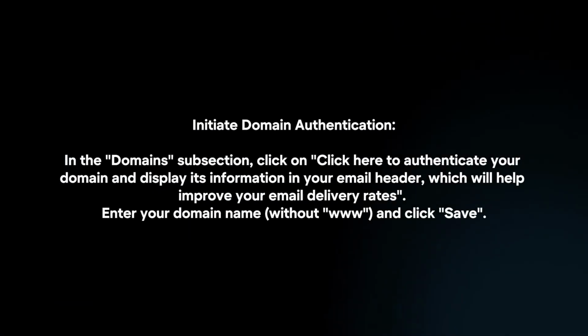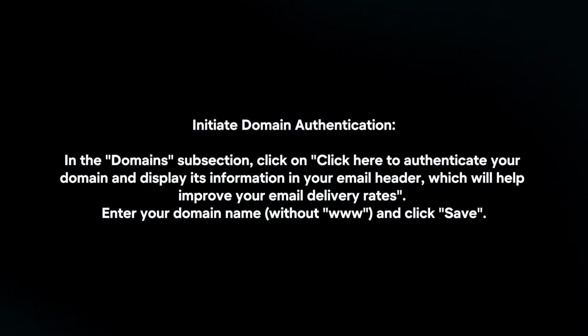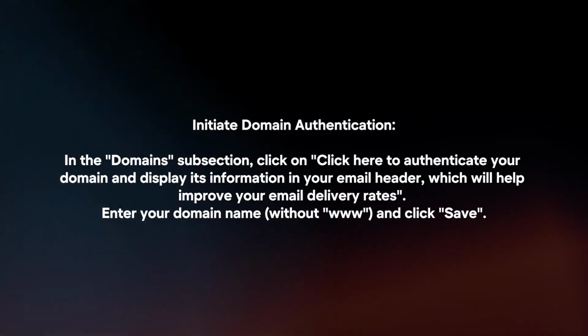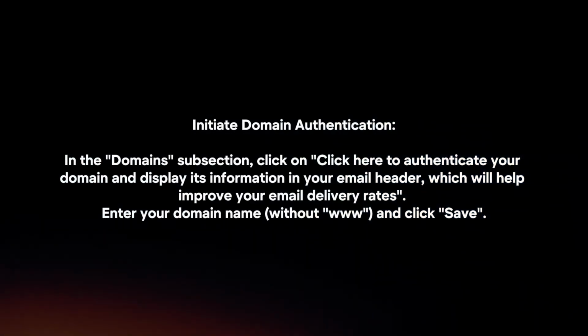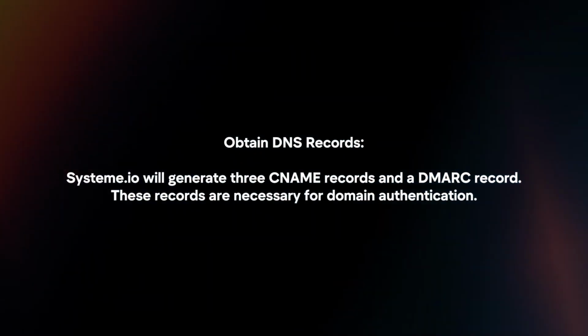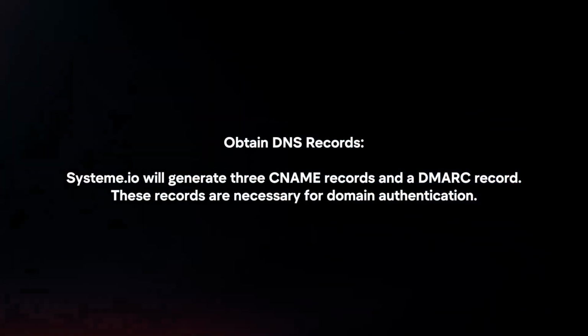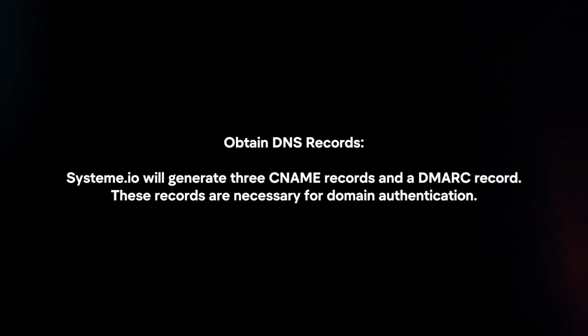Initiate domain authentication. In the domain subsection, click on "Click here to authenticate your domain", and it displays information in your email header, which will help improve your email delivery rates. Enter your domain name and click Save. Obtain DNS records. System.io will generate 3 CNAME records and a DMARC record. These records are necessary for domain authentication.